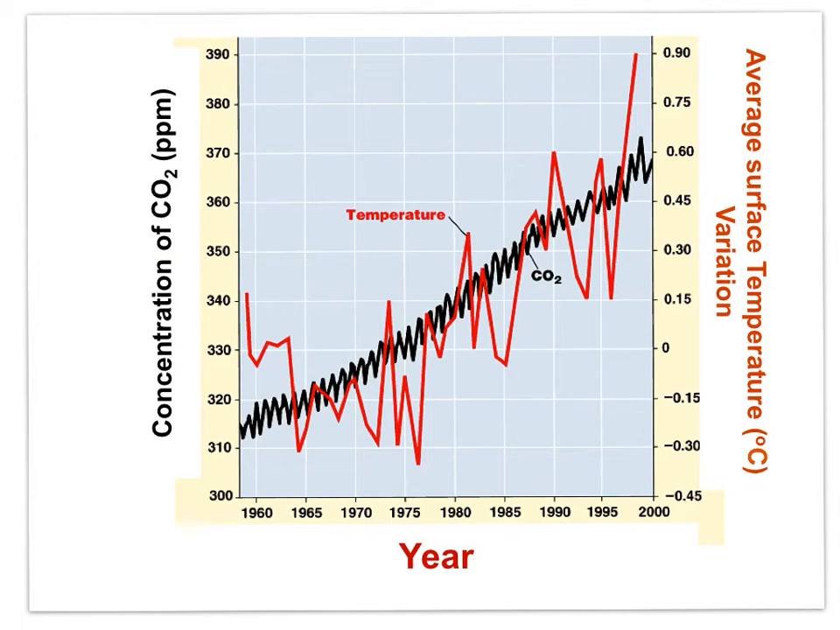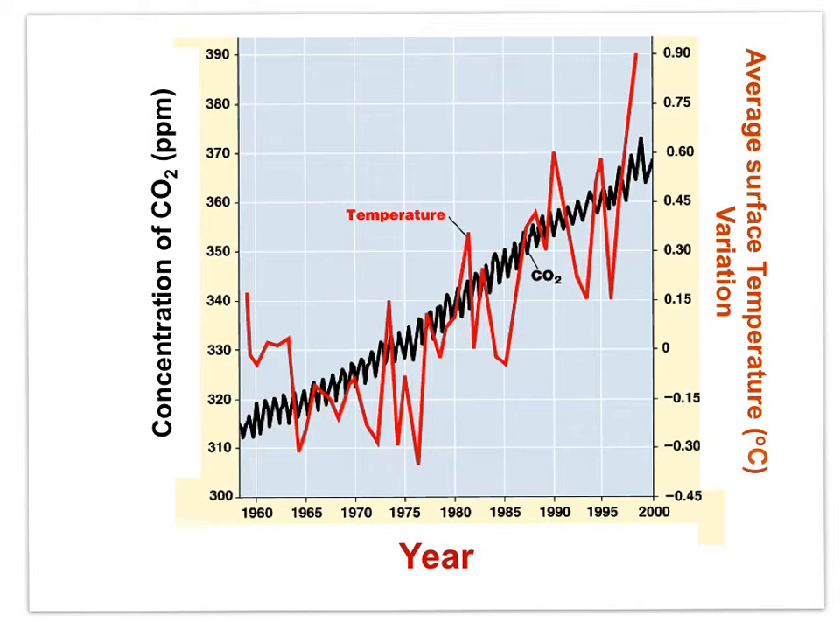A graph like this one can be used to convey various pieces of information. It's important for you, whenever you read a graph, to be a discerning reader. Look at the x-axis carefully. Notice that this graph does not go back very far in time. And we can see the carbon dioxide concentrations here on the y-axis and average surface temperature on this y-axis.